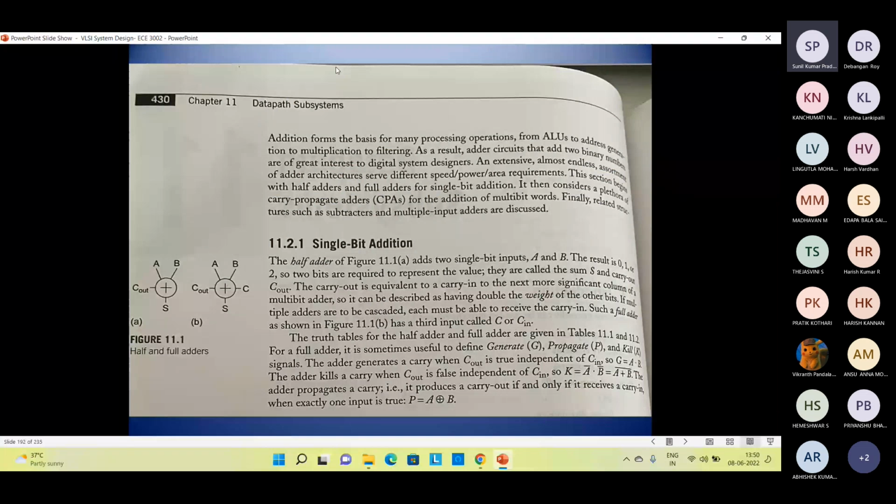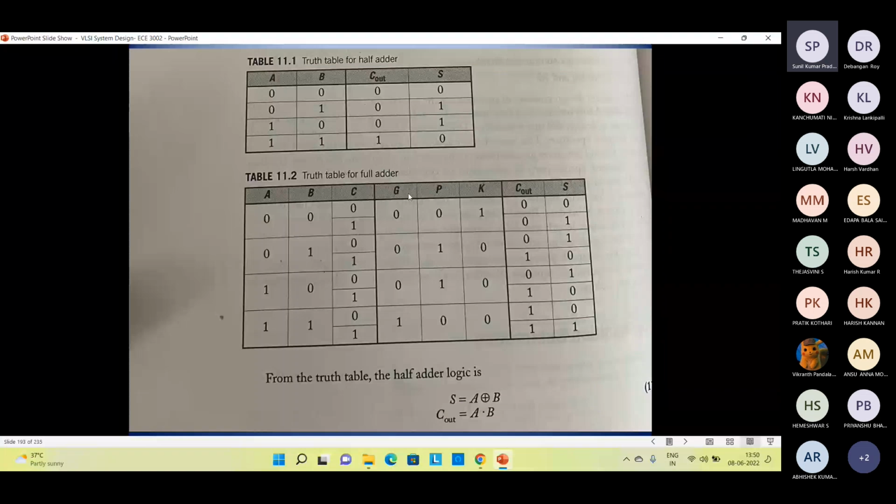So these are three other signals we have to incorporate. The adder generates a carry when C out is true independent of C in. In that case, our G, this G operation, is nothing but A dot B, that is the AND operation between A and B.